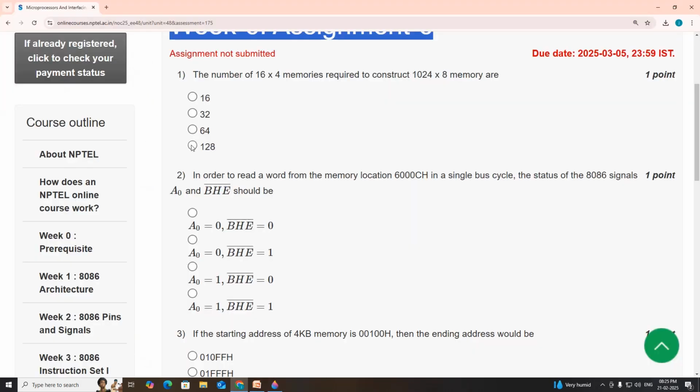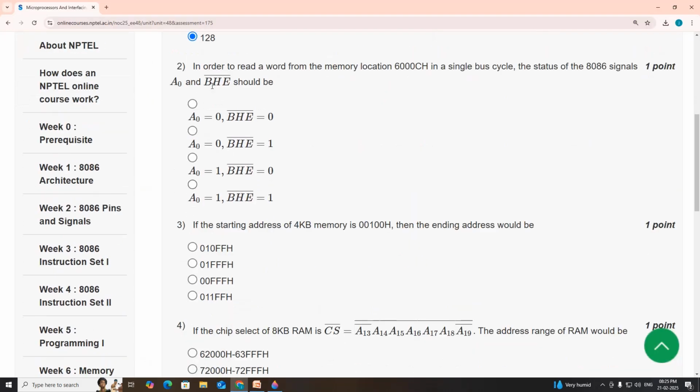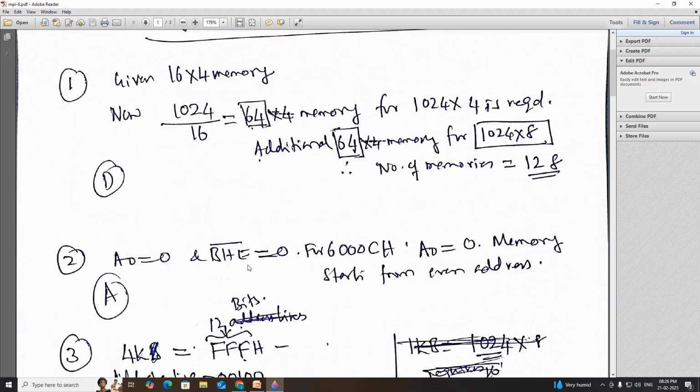Next one. Here we have to read a word in a single bus cycle. What is the address location? The address location is 6000C. So we will see that one.